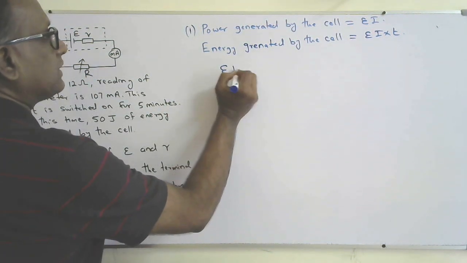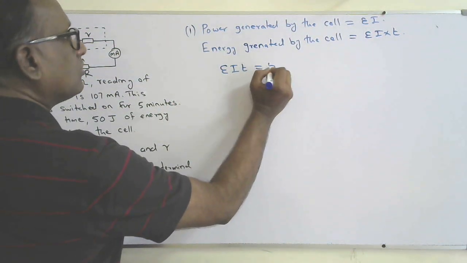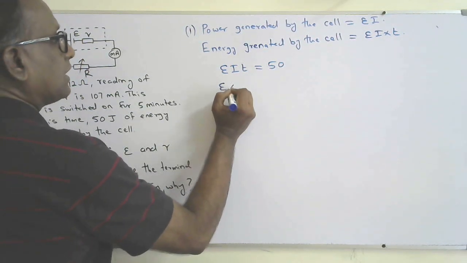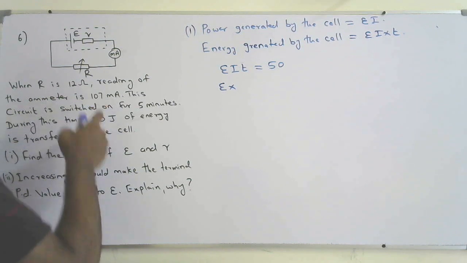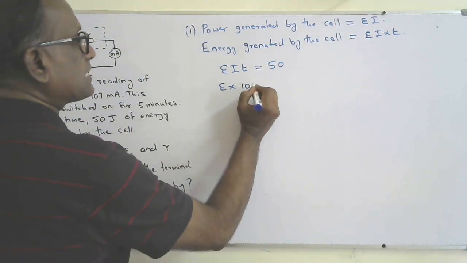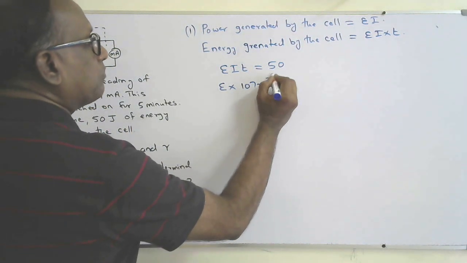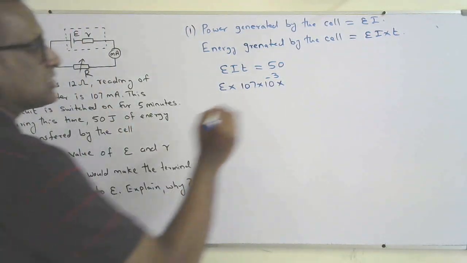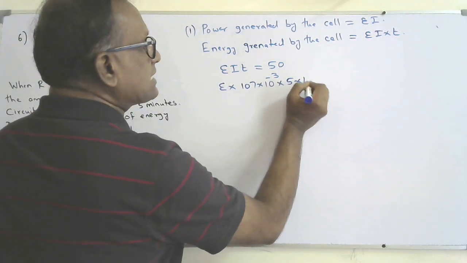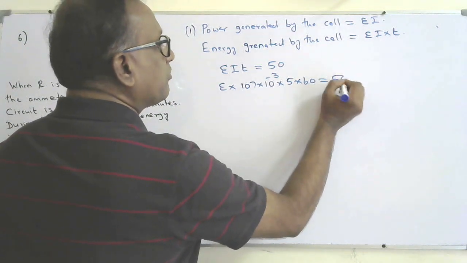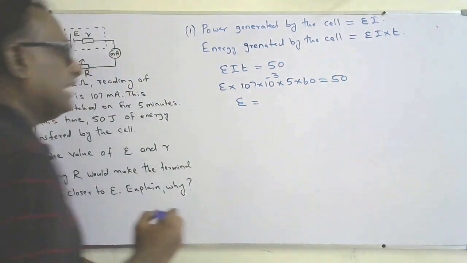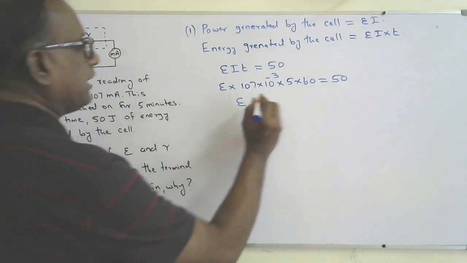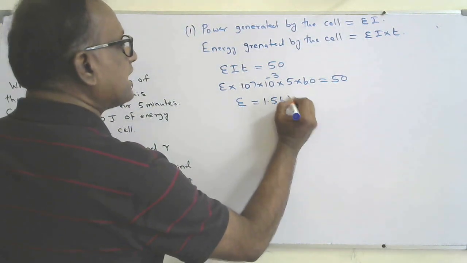So I can say EMF into I into t is equal to 50 joules. EMF I need to find. Current I know, 107 milliamperes. So 107 into 10 to the power minus 3 amperes into time, which is 5 minutes, so 5 into 60, that is 300, equal to 50. Find the EMF. So that will be 1.56 volt.